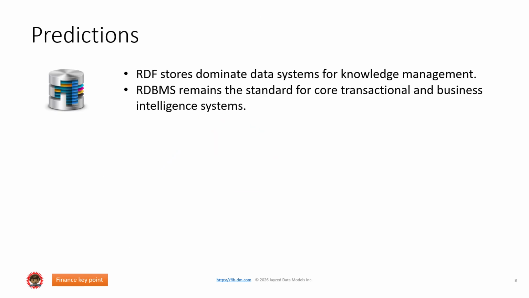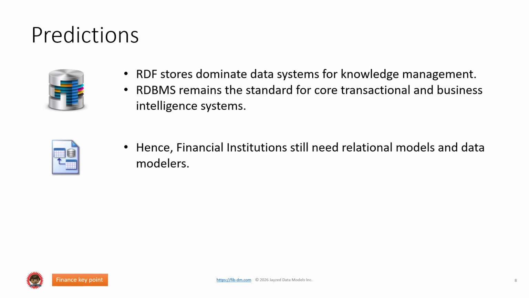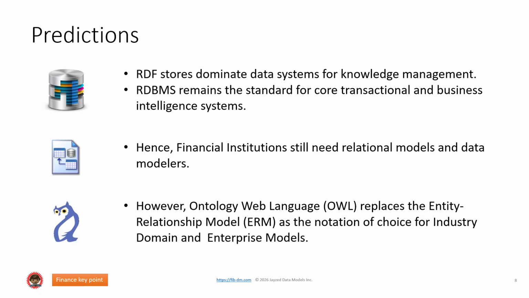So some predictions: RDF stores will dominate data systems for knowledge management. However, RDBMS remains the standard for core transactional and BI systems. Hence, financial institutions still need relational models and data modelers. However, I believe the Ontology Web Language, OWL, will replace the entity relationship model as the notation of choice for industry, domain, and enterprise models.